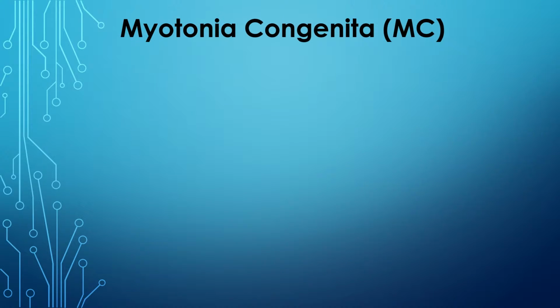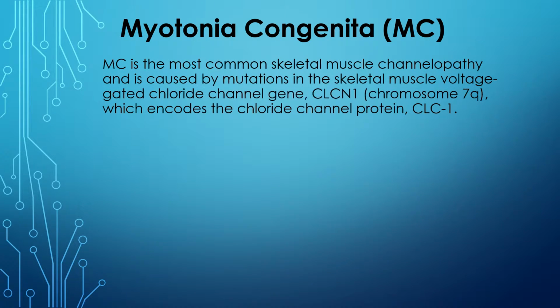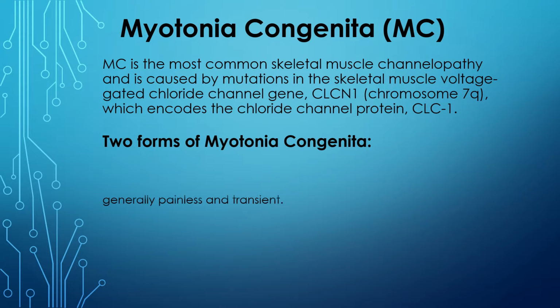Let's talk about myotonia congenita, which is the most common skeletal muscle channelopathy and is caused by mutation in the skeletal muscle voltage-gated chloride channel gene, CLCN1, which encodes the chloride channel protein, CLC-1. So we have two forms of myotonia congenita.